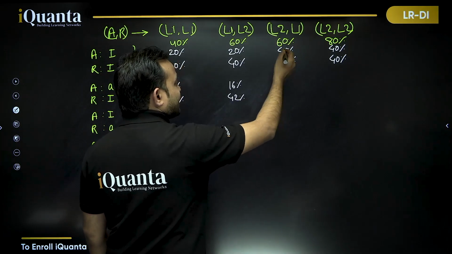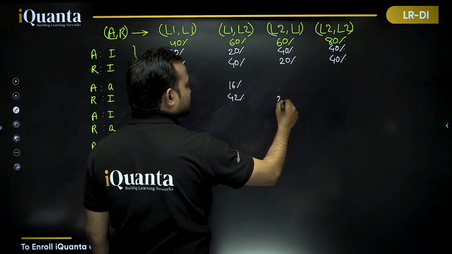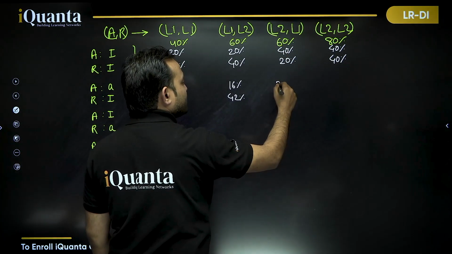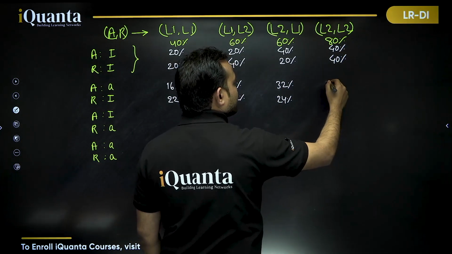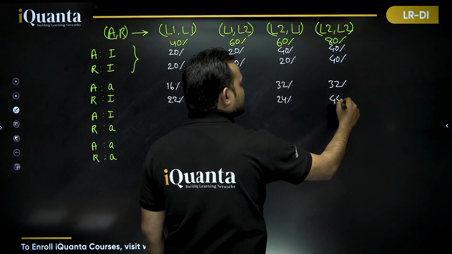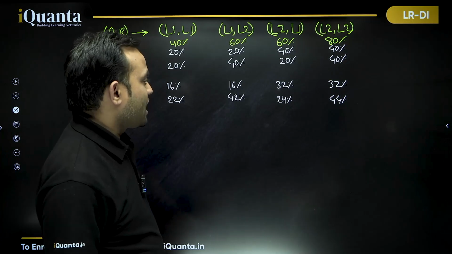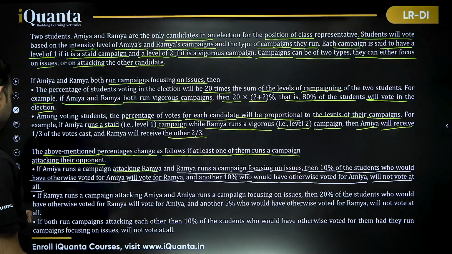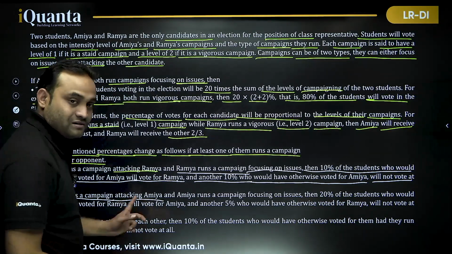In this case, again, take the 10% of 40%, add here, so this will become 24%. Remove 20% from here, so this will become 32%. Remove 20% from here, so this will become 32%. Add 10% here, so this will become 44%. Right? Now, what's next? Next, it says if Ramya runs a campaign attacking Amia, that's the second.